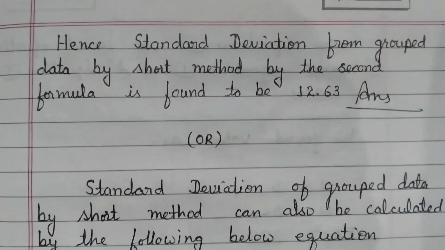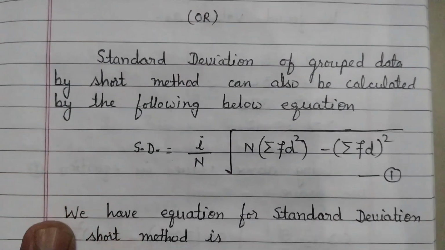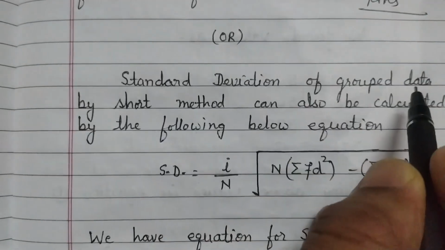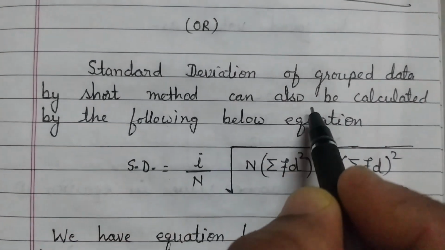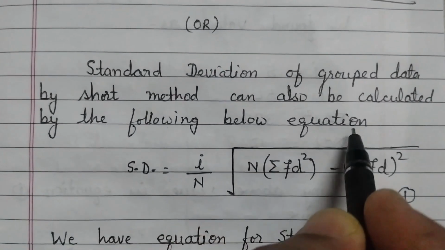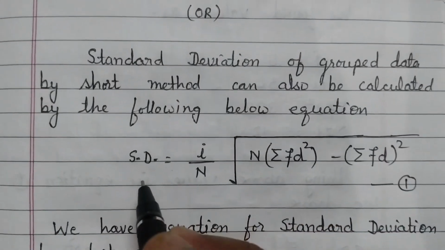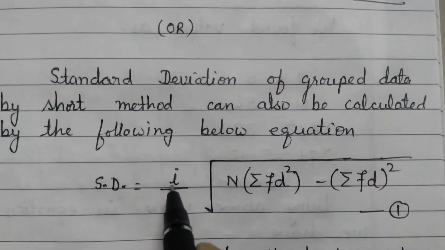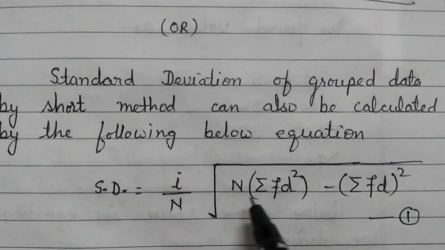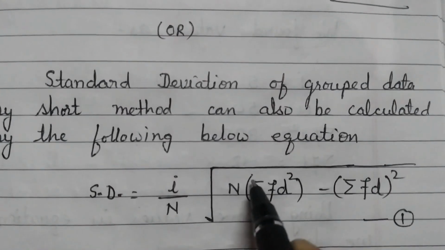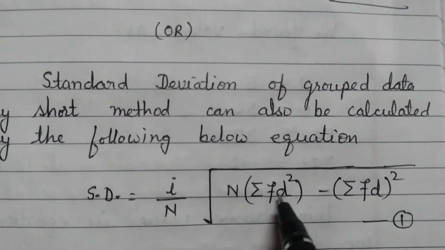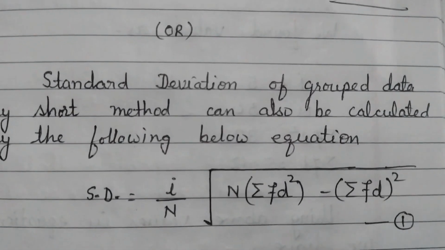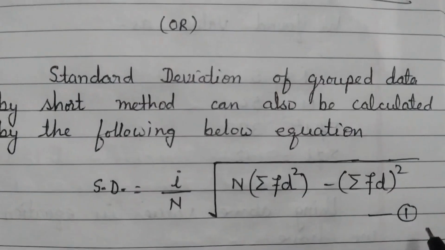Now one more equation regarding this standard deviation is given here. Standard deviation of group data by short method can also be calculated by the following equation, and the equation is SD is equal to I over n. Here I is again the class interval and n is the score, within square root n within bracket summation FD square minus summation FD whole square. This equation, let it be equation 1.